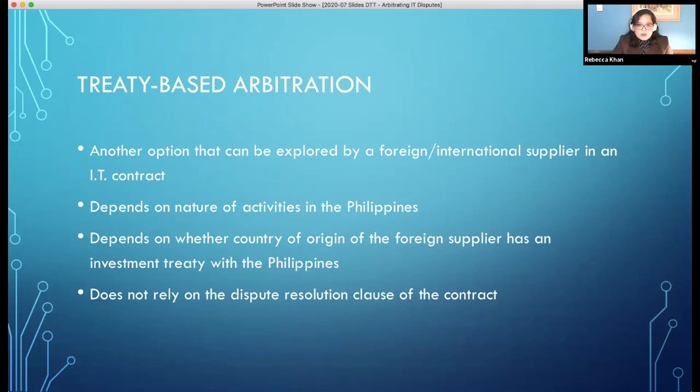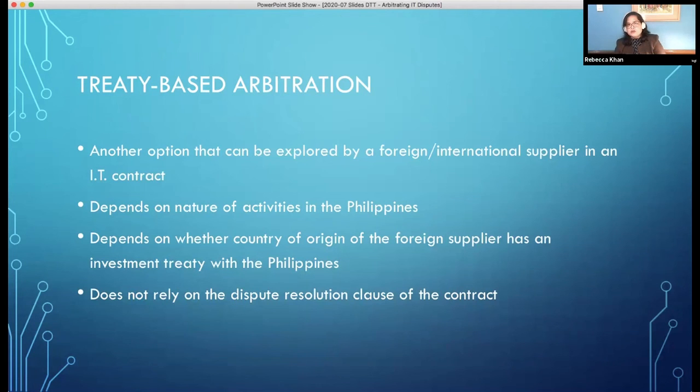So in contrast with contract-based arbitration or commercial arbitration, a treaty-based arbitration does not rely on the dispute resolution clause of the contract. So the restrictions in the contract of where that dispute can be brought are not relevant if one is considering the avenue of treaty-based arbitration. This is an entirely different avenue that can be considered in the case of a foreign client that qualifies as a foreign investor.